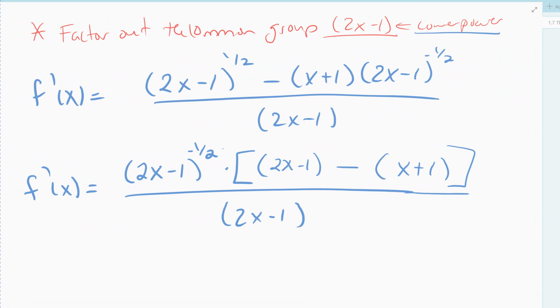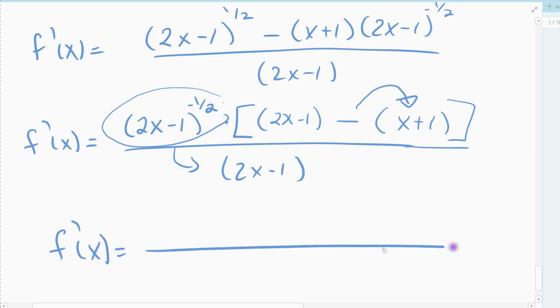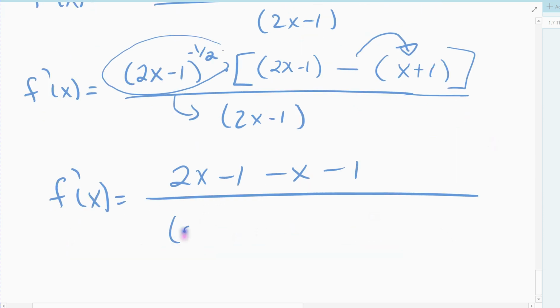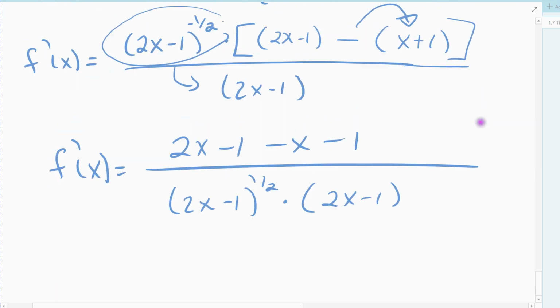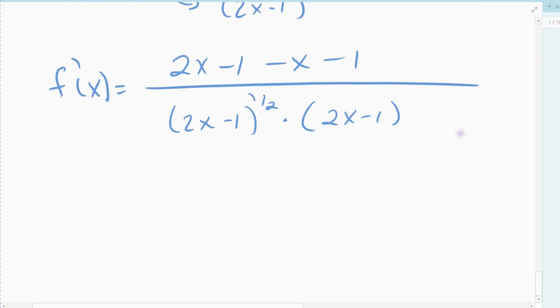That's the tricky step. Now the simplification. I need to distribute my negative 1 here and then collect like terms. This can be moved down here because it's a negative exponent. So up top, I've got 2x minus 1 minus x minus 1. In the bottom, I have 2x minus 1 to the 1 half, because I moved it down, it becomes positive. When I move this step down, it becomes a positive 1 half.